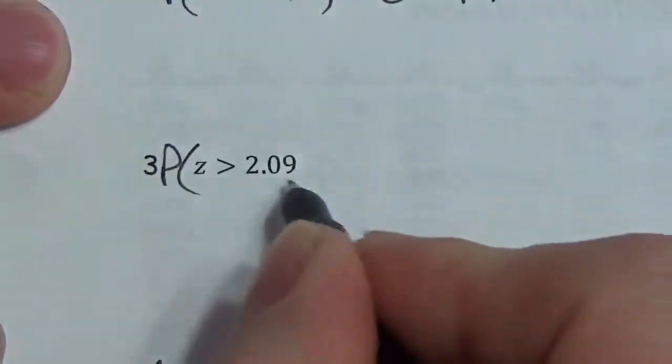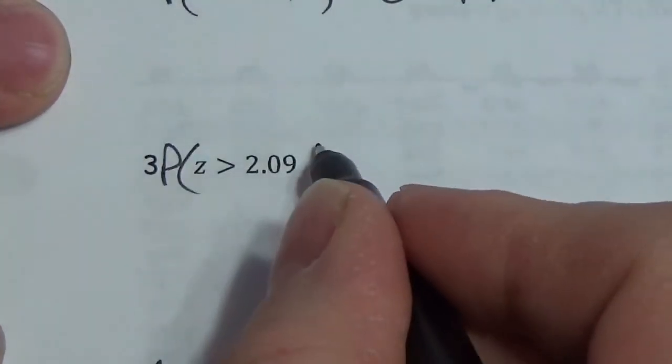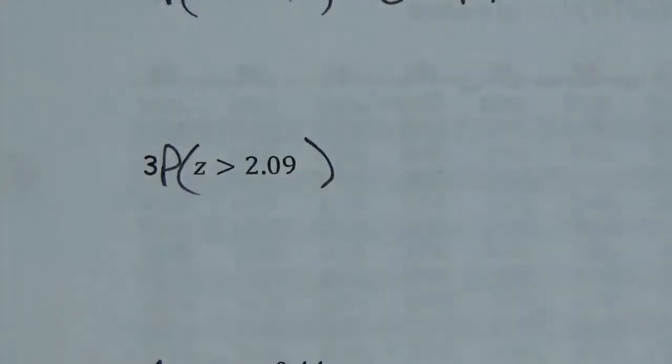The next one. What is the probability that z is greater than 2.09?